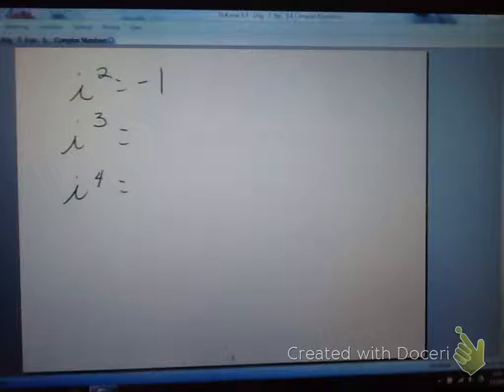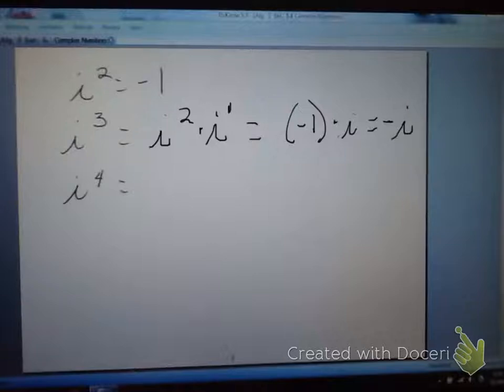Remember what I said earlier about I squared is -1. So anytime you have an I, you can break it down in the form of I squared. I to the third, I'm going to break that down to I squared times I, because remember, when you multiply variables, you add the exponents. And imaginary numbers are exactly the same as variables. So I squared is -1. We're going to replace that with -1 times I is -1I, or we can just say -I.